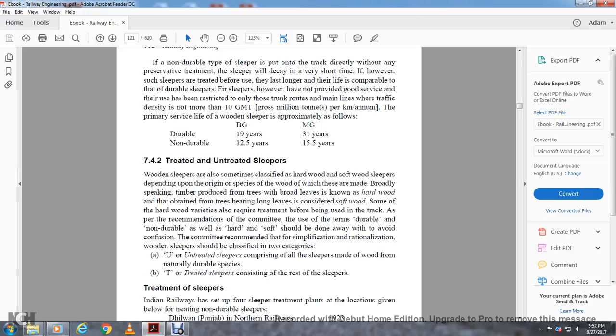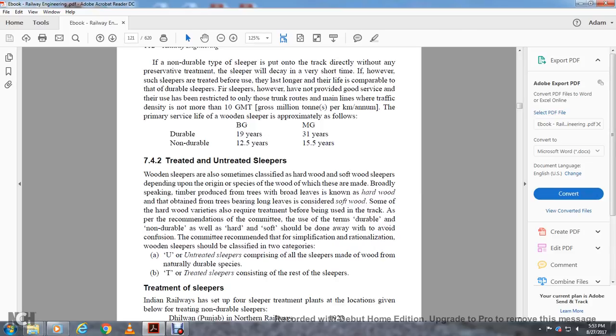Wooden sleepers are also sometimes classified as hardwood and softwood sleepers, depending upon the origin of the wood with which they are made. Broadly speaking, timbers produced from trees with broad leaves are known as hardwood, and those obtained from trees bearing long leaves are considered softwood. Some of the hardwood varieties require treatment before being used on the track. As per the recommendation of the committee, the use of durable and non-durable terms should be retained, but hard and soft should be done away with.